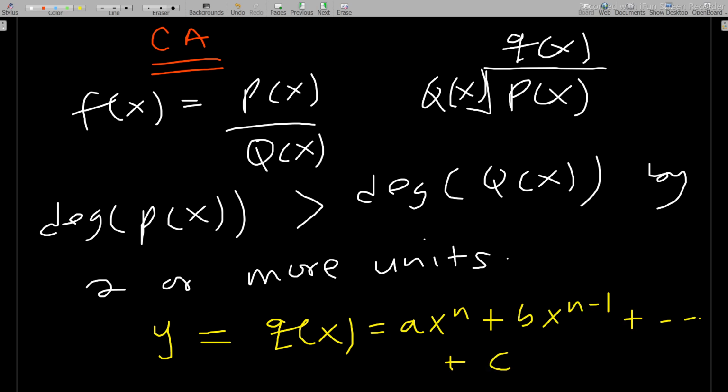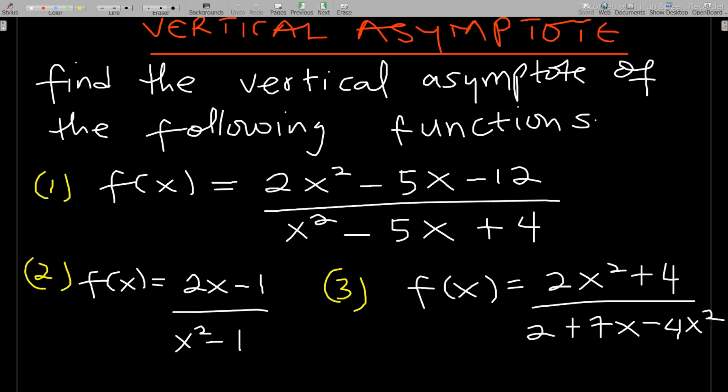Okay, so it can be a polynomial of order 2 or 3 or anything. I hope we are okay with the asymptotes. Now let's take an example for each of them and then go through them. So vertical asymptote: find the vertical asymptotes of the following functions.